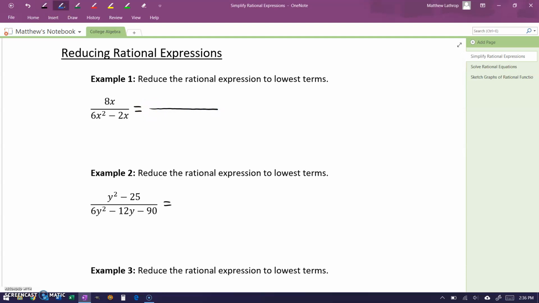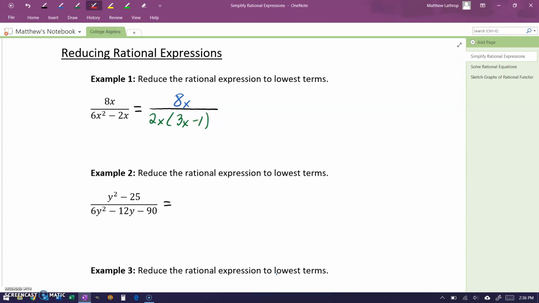We want to start off by factoring both the numerator and denominator as much as possible. In example 1, 8x is already factored as far as possible, but in the denominator we can factor out a 2x, which will leave us with 2x times the quantity 3x minus 1.